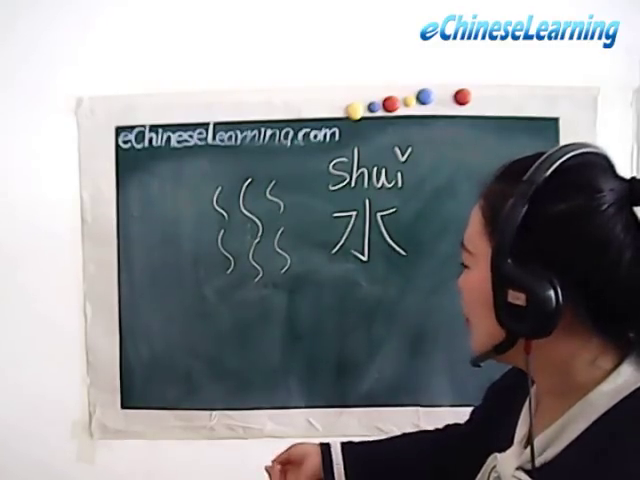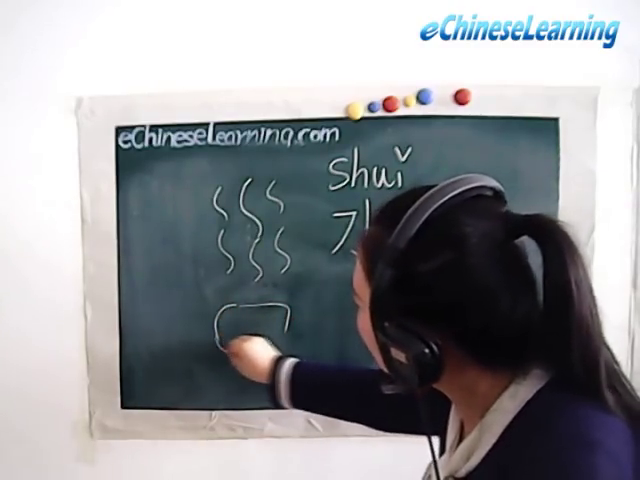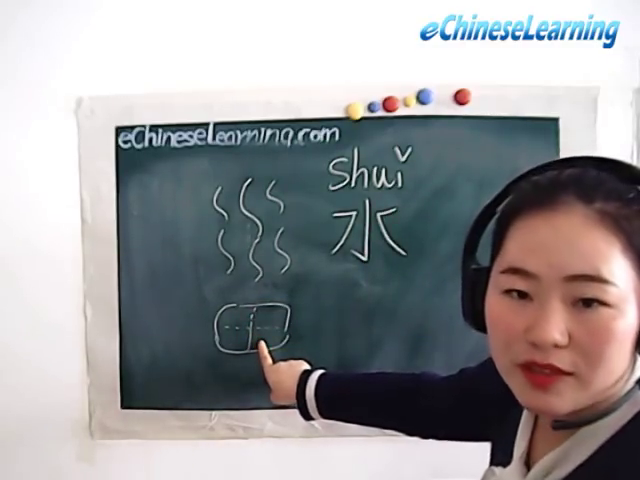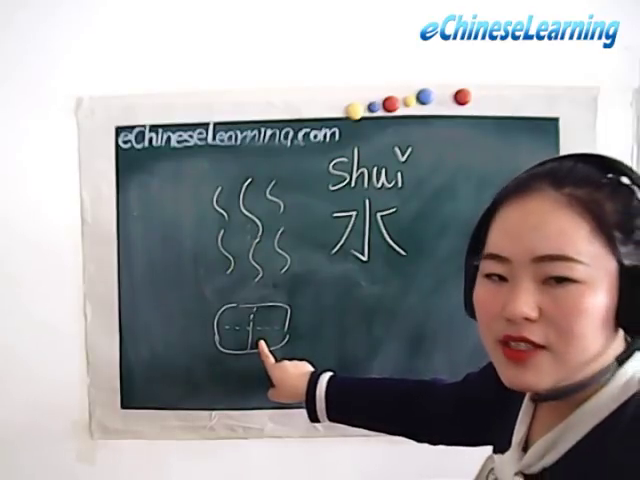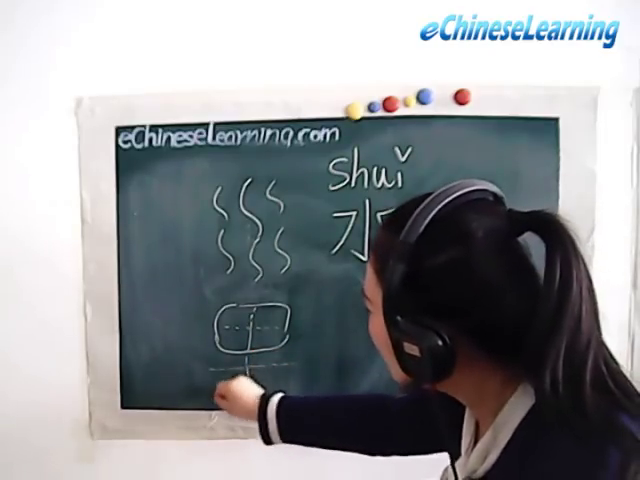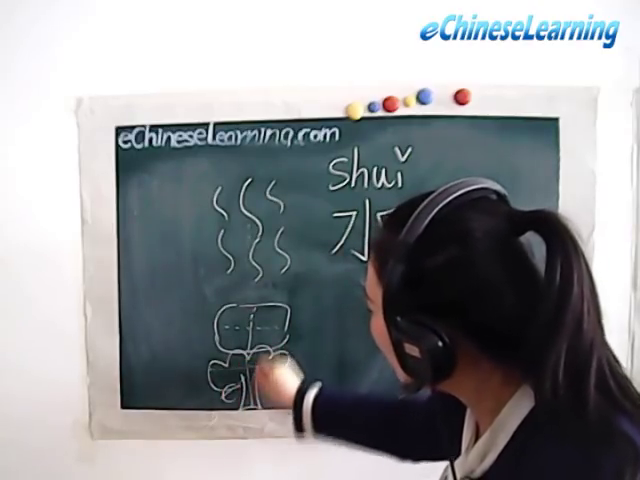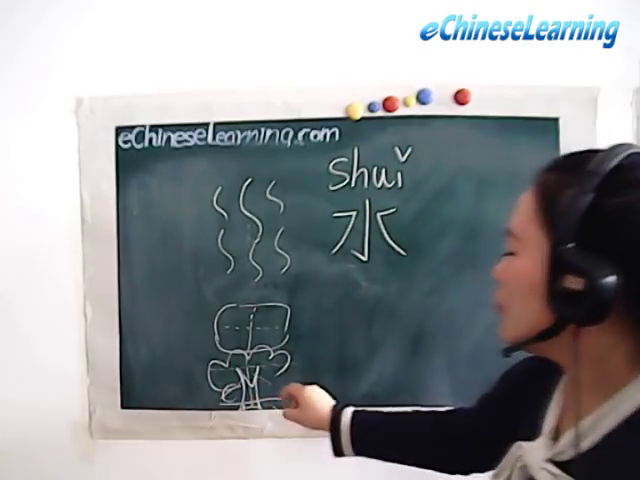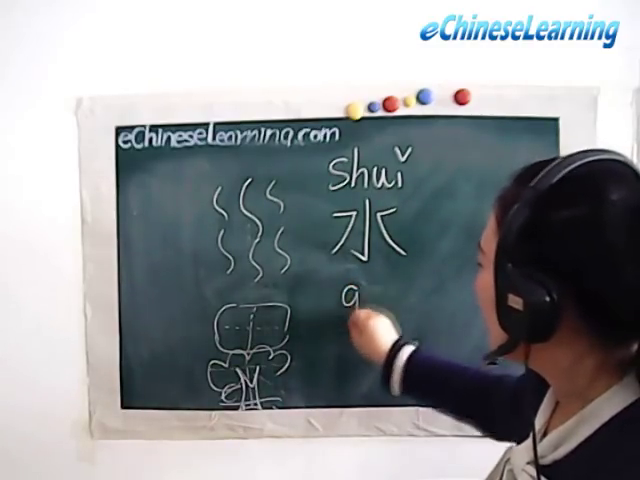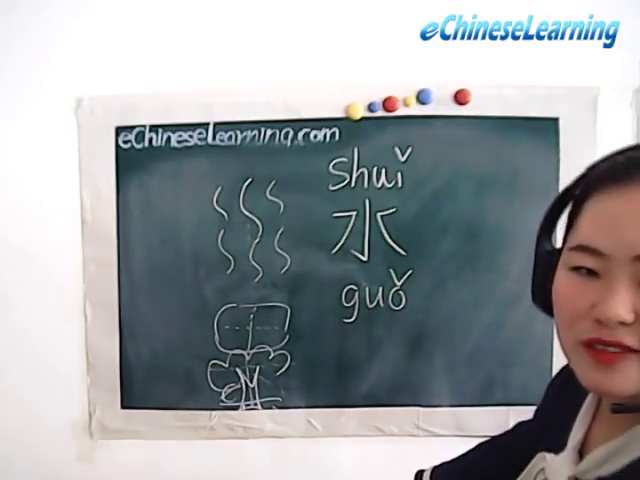Then I will show you another one. You see, this is a field. The farmers work in this field, right? This field has a tree. This is a tree. Can you see that? This field has a tree. This tree has so many fruits, right? So let's see. Fruit in Chinese we say 果, 果.